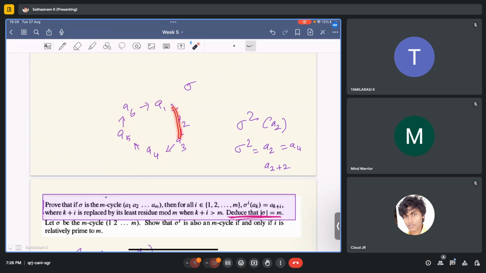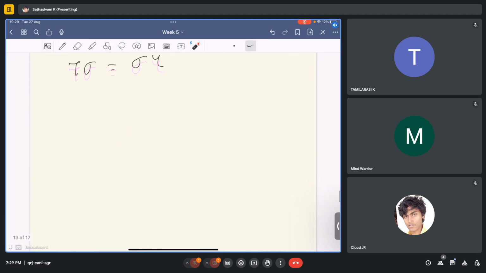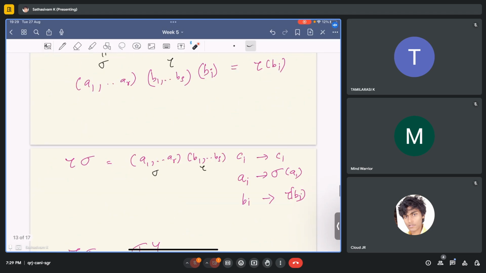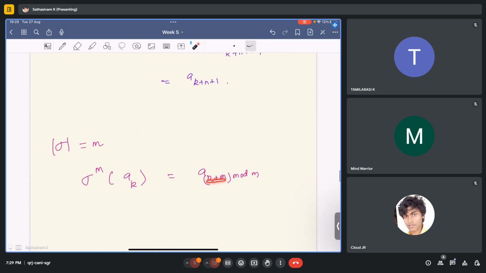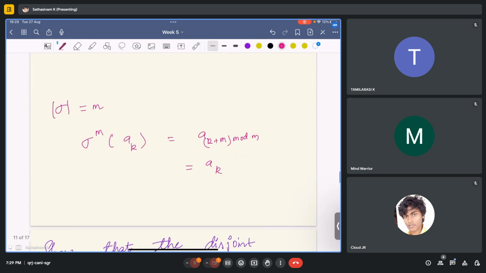If you want to go 7 steps in this cycle, it is the same as moving only one step, right? So that is what we are using here. Going K plus M is basically the same as going K plus M mod M. So this is nothing but A_K. So what we have observed is the order of sigma divides M.